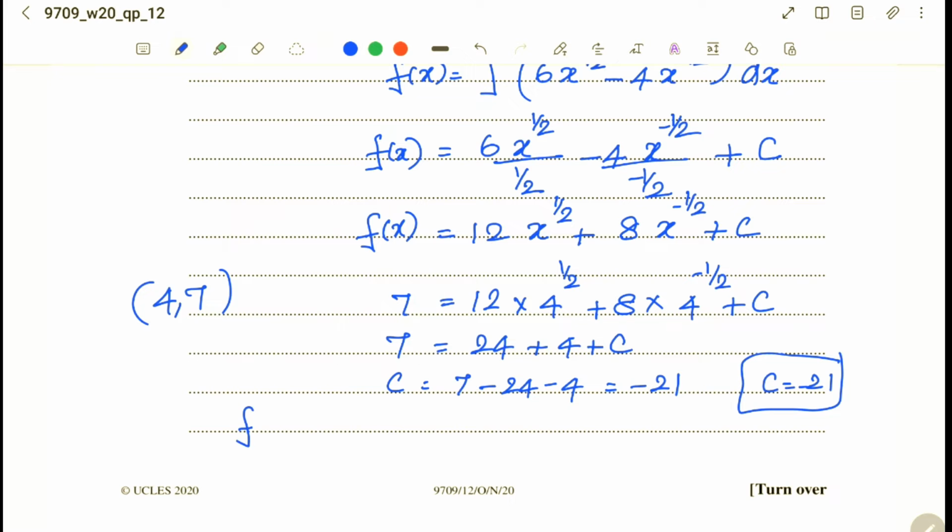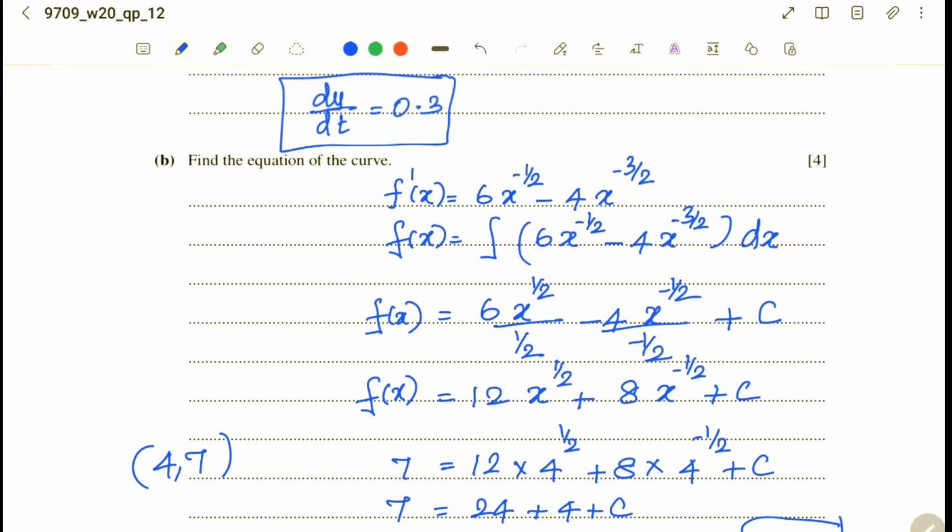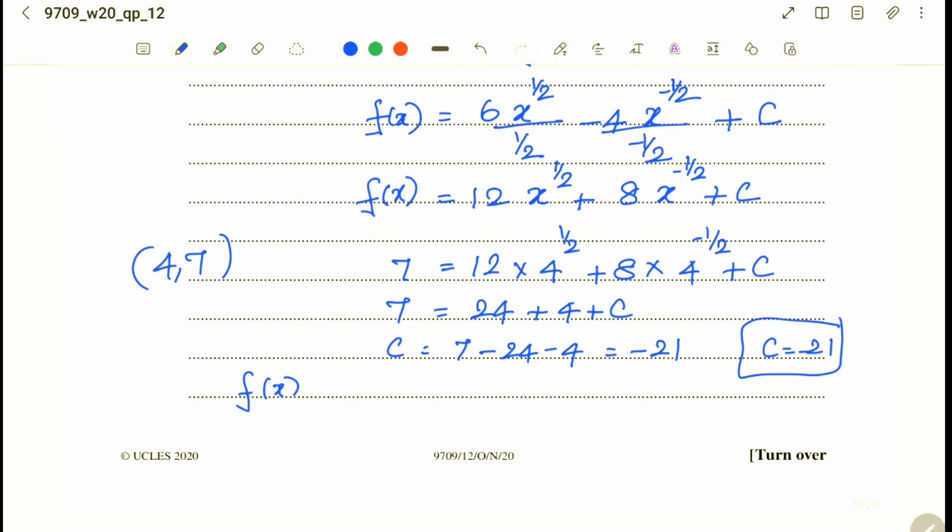And f of x is the equation of the curve, equal to 12x power 1/2 plus 8x power negative 1/2, which we can write using a square root, minus 21.